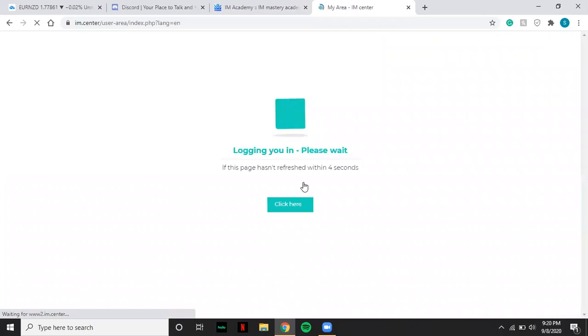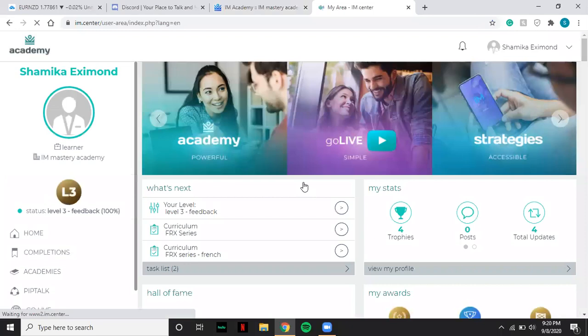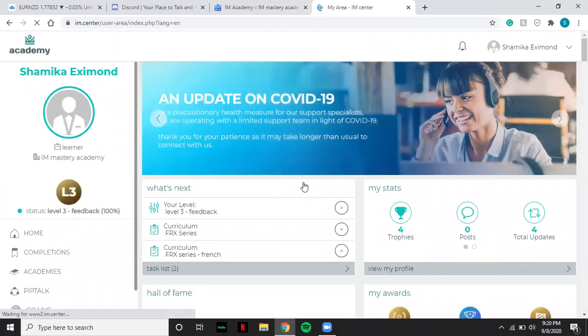So you're not just making money by yourself. You're not just trading by yourself. You're trading with a whole platform, a whole team. So IML Academy, this is how it's going to look like. This is how it looks like.